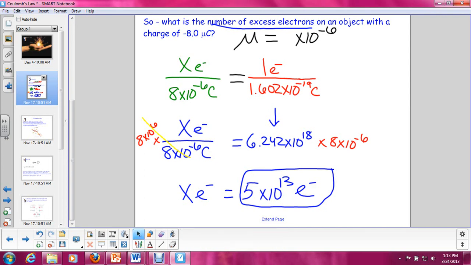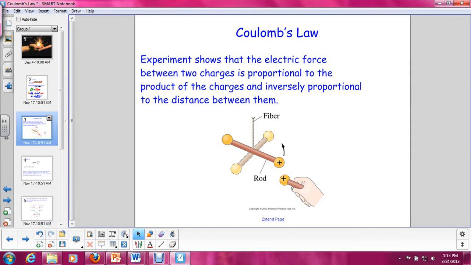If we have an object with this many electrons on it, how does it interact with the world? That's what we're going to talk about today. It turns out that experiments show that the electric force between two charges is proportional to the product of the charges and inversely proportional to the distance between them. So you already know from the labs at the beginning of the week and from the last video that like charges repel and opposite charges attract.